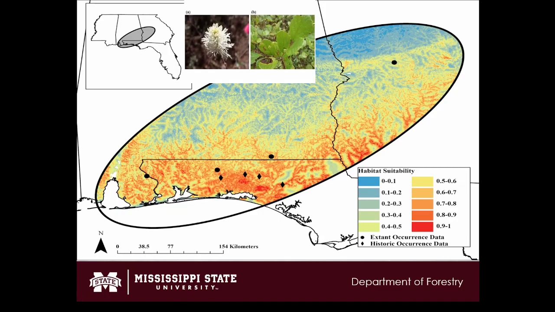And this is one of the first attempts at this. So right now, if you look down here, extant occurrence data, so these circles are the only known occurrences of this species, current occurrences of this species. However, these diamonds are historic occurrence data. So these were populations that were extirpated and are no longer there.